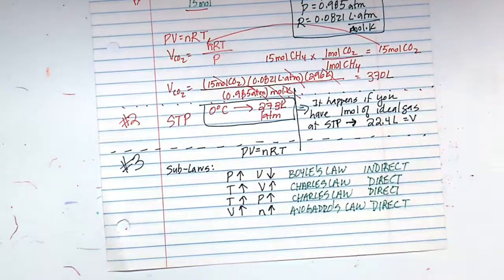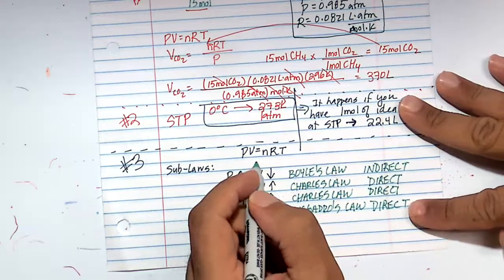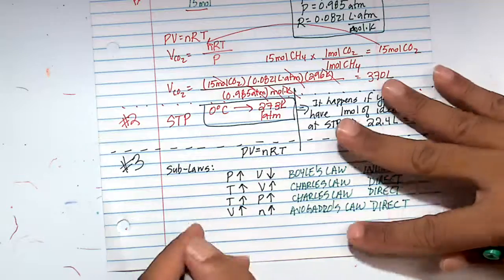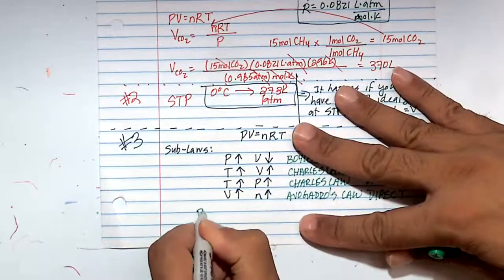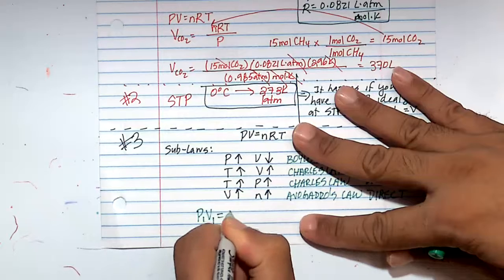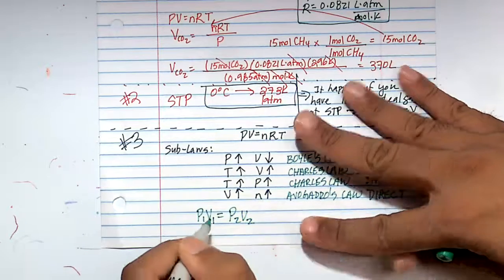What are the equations for those? All of the equations actually come from PV equals nRT. I can tell you for Boyle's law, because that's what will be on the exam, it's going to be P1 V1 equals P2 V2.